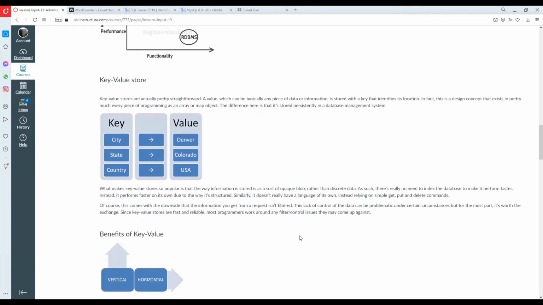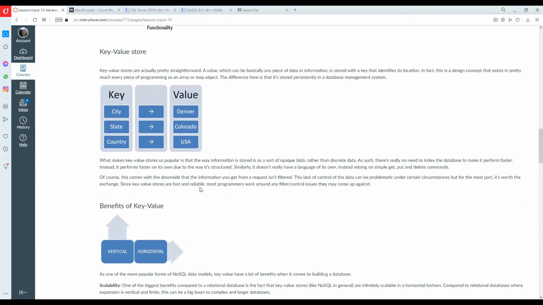Key value store NoSQL is actually pretty straightforward. A value, which can be basically any piece of information, is stored with a key that identifies its location. In fact, this is a design concept that exists in pretty much every piece of programming as an array or map object. The difference is that it is stored persistently in a database management system. So this is an example. We have a key, for example city, state, country, and then we have a value: for city, Denver; for state, Colorado; for country, USA.